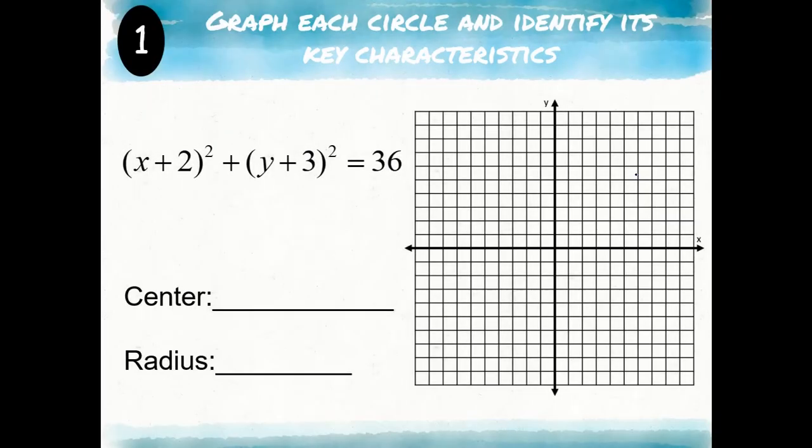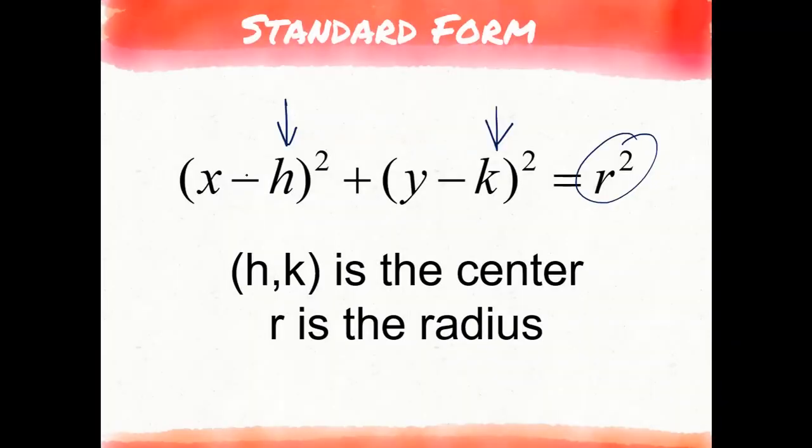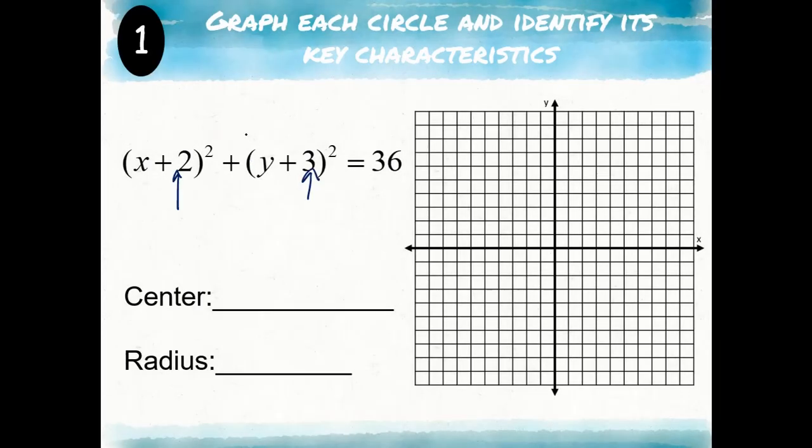Let's actually graph one here. So I have (x plus 2) quantity squared plus (y plus 3) quantity squared equals 36. First thing I'm going to do is identify my center. Now my center, of course, is these guys right here, the 2 and the 3. I've got to change signs because in my standard form, notice it's a minus. So if it's a plus here, that means it's technically a -2 there. So my center is at (-2, -3).